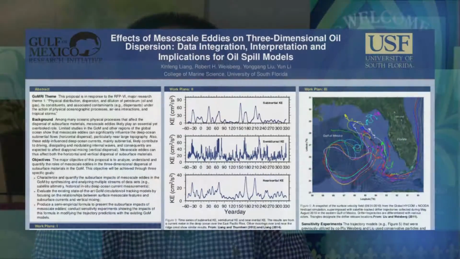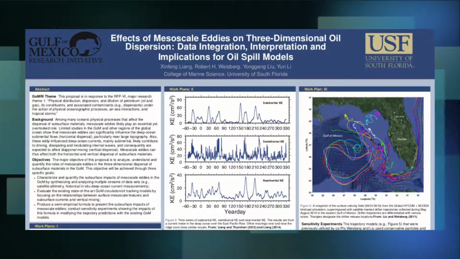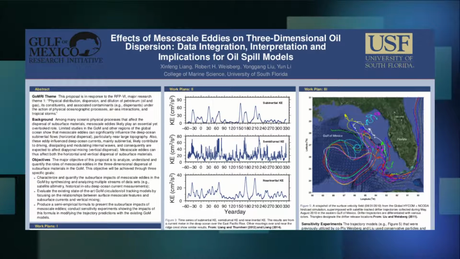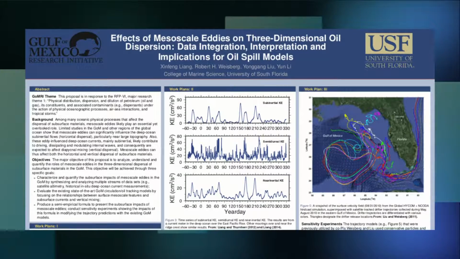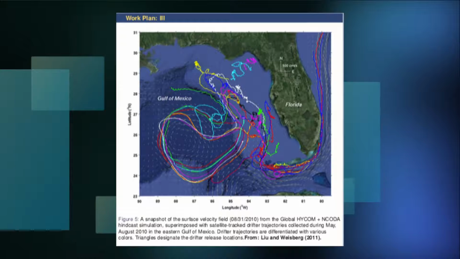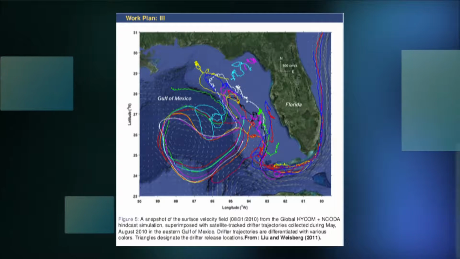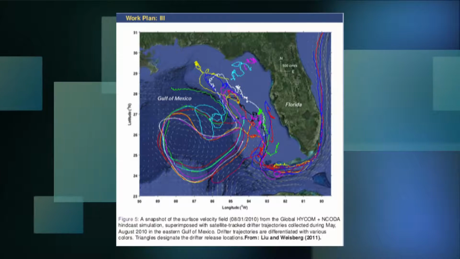Our project is about the impact of the mesoscale eddies on the deep ocean dispersal of material. Basically, that's a major topic we want to look at. The reason is nowadays we have a lot of data to look at the dispersal or the movement of particles and materials near the surface. But for the subsurface and deep ocean, we don't have so much data available. So it's challenging to get some information there.